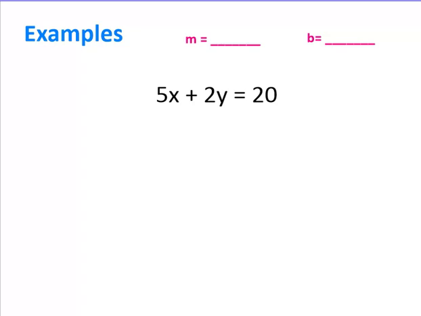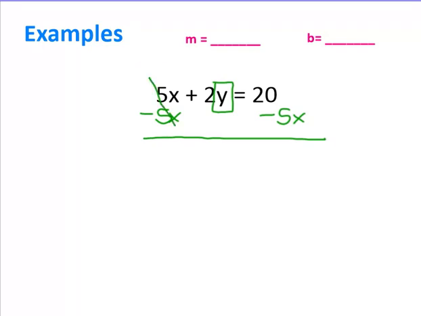So let's take a look at this first problem here. All right, so remember, identify my y, all right? What is my term that's attached to it? This 5x, it's positive, so I'm going to do minus 5x and minus 5x on the other side of the equal sign, okay?